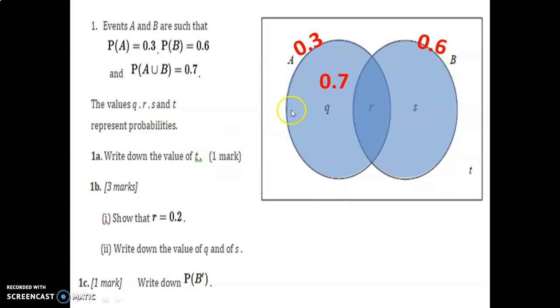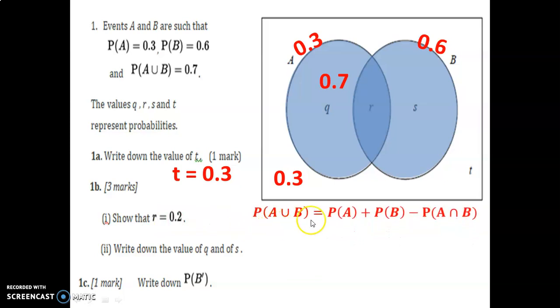So if all of this blue is 0.7, then out here it must be 0.3, because in total we have 100% probability, right? So that's why it said write down: 0.3. Next, show. Show means you have to show some work. It gives you the answer you're working towards. It just says, show us how to get to that answer.